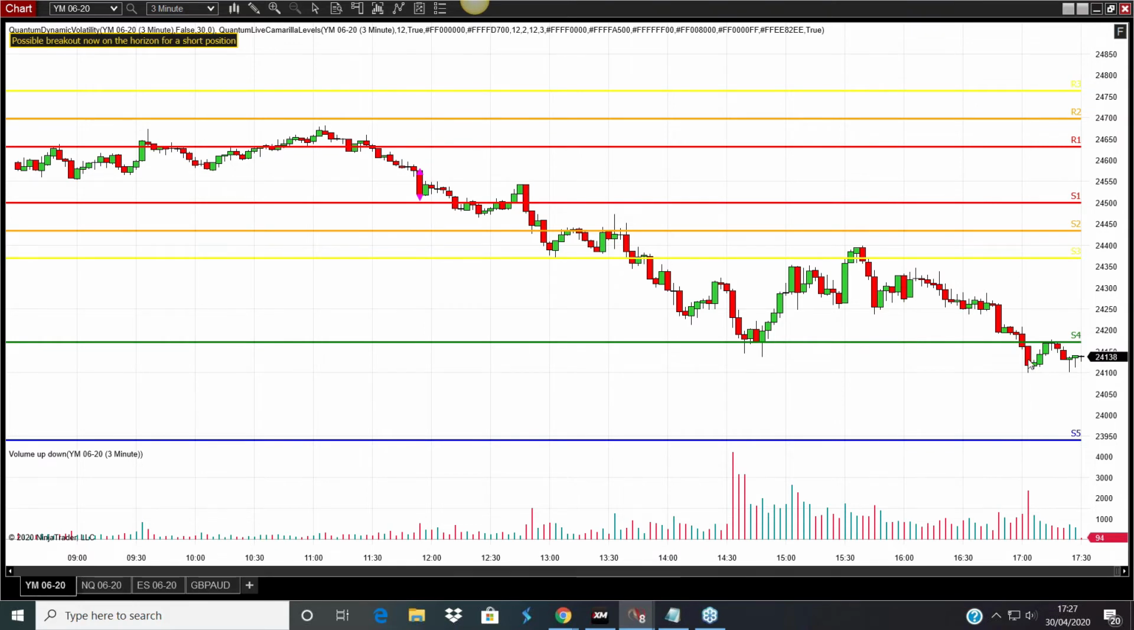What has happened here, we had some nice selling under this candle here. As soon as I saw it on the S4, it was actually a retest of the open, as we can see at 2:30.